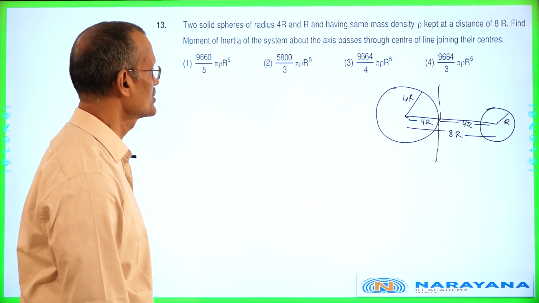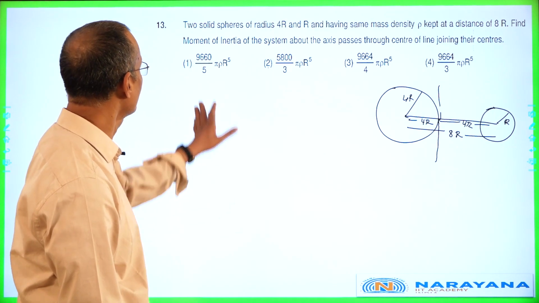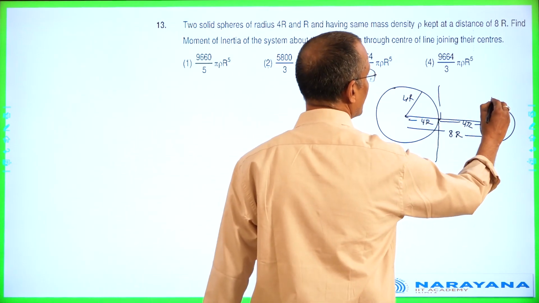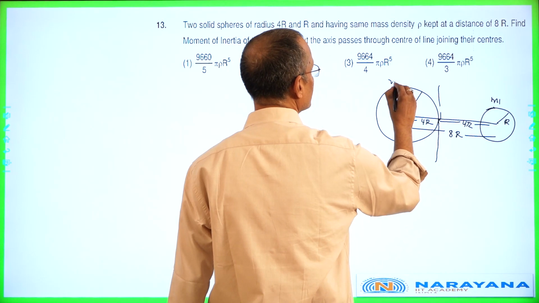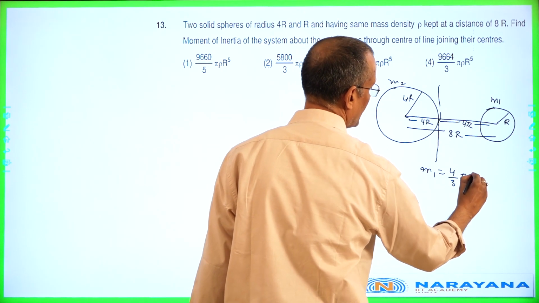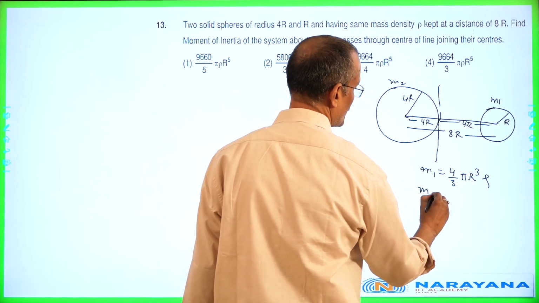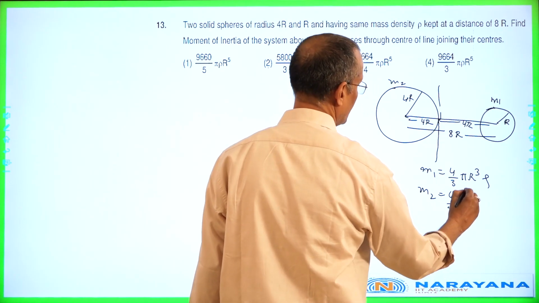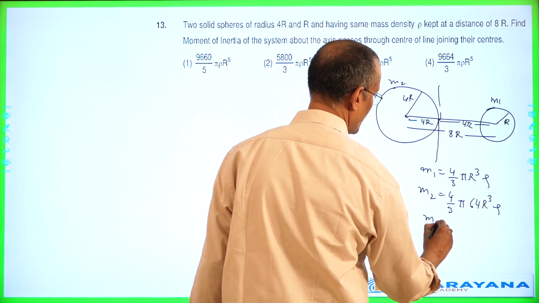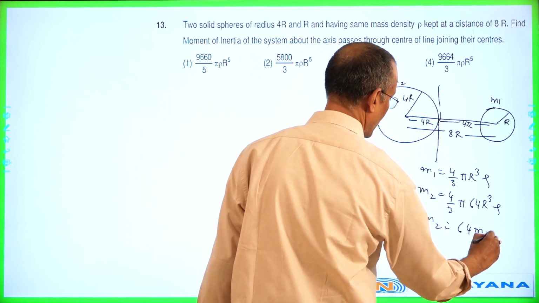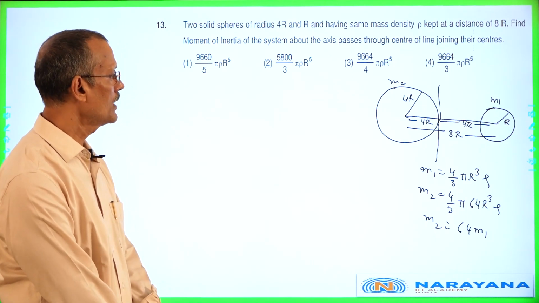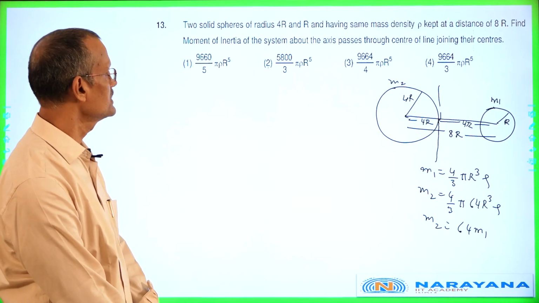They are asking you moment of inertia. So first let us go for the mass, because M is not given anywhere. If I am taking this as m1 and this one as m2, m1 will be 4 by 3 pi r cube rho and m2 will be 4 by 3 pi 64 r cube rho. So m2 will be equal to 64 m1, keep in hand, where m1 is 4 by 3 pi r cube rho. Now, one by one find the moment of inertia, because it is a solid sphere.